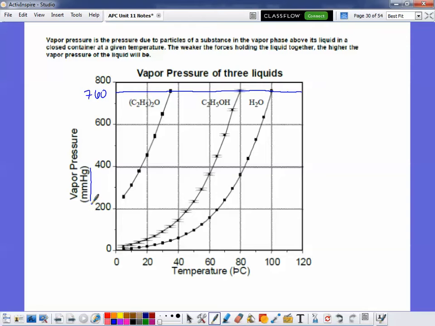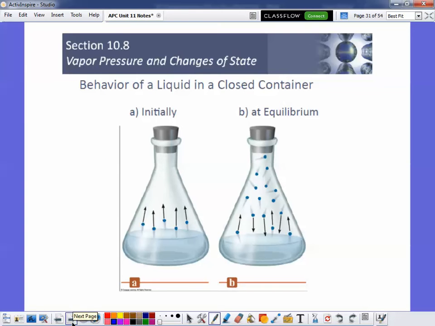So vapor pressure is the pressure due to particles of a substance in the vapor phase above its liquid in a closed container, all right? The next page shows what occurs. If you have, say, water in the liquid phase, you put it in a flask and you stopper it, some of the particles from the water are going to escape to the gas phase. That just naturally occurs. Then some of them will go back to the liquid phase, and when we reach equilibrium, we'll have a constant pressure of the water above the liquid, okay?